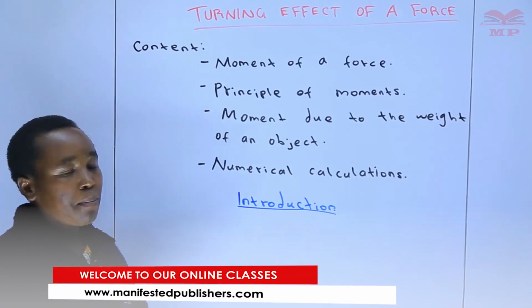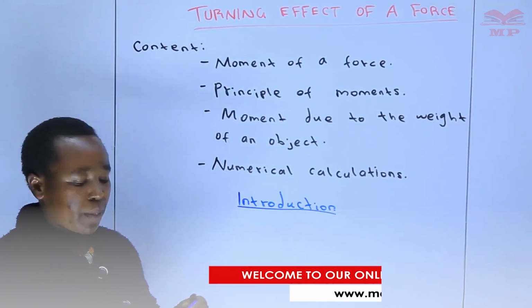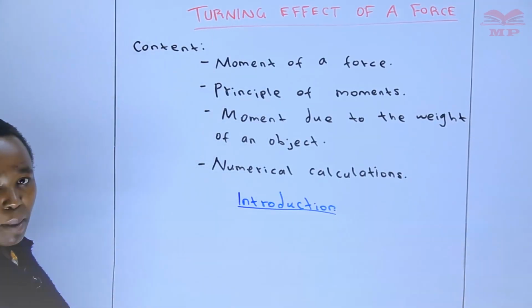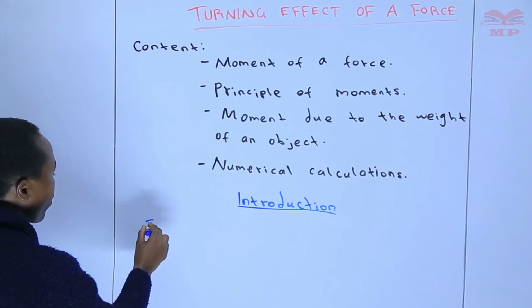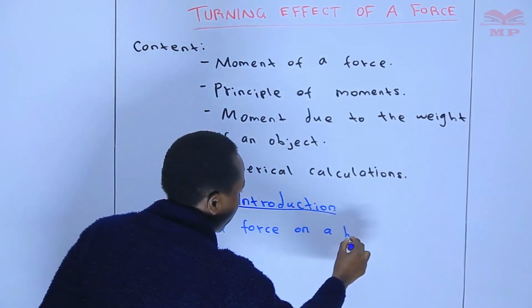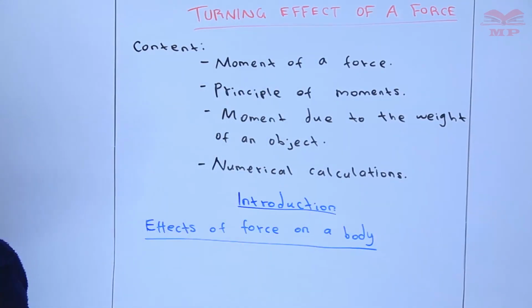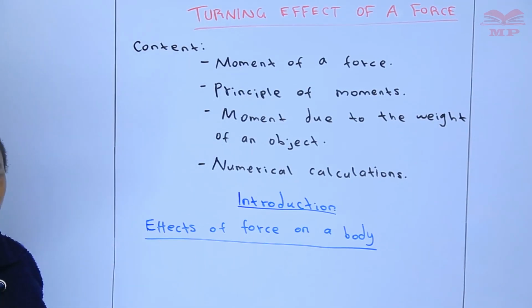And I want us to start by listing down the effects of force on an object. Then we can now get back to the turning effect of a force. So we look at effects of force on a body. So what are some of these effects of force on a body? When you apply force on a body or an object, what are the effects?